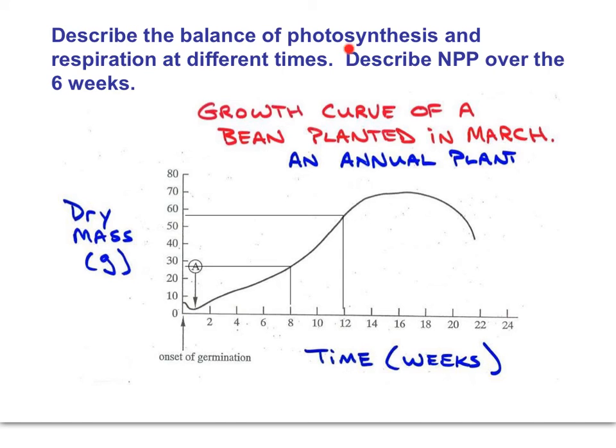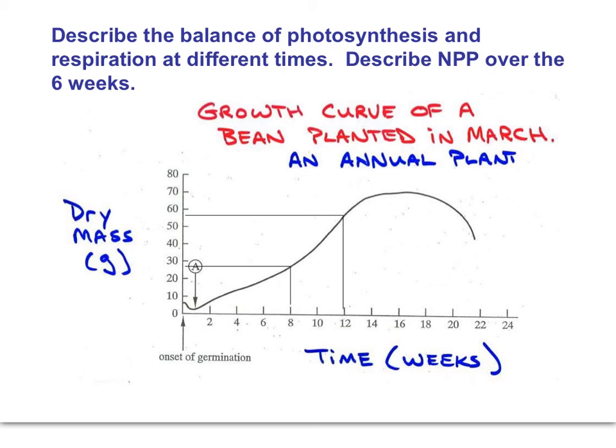Now this graph displays the growth of a bean plant over 22 weeks, and I'm asking you to describe the balance of photosynthesis and respiration at different times. The bean plant is photosynthesizing and respiring during the entire time period, so what we're looking at here is simple growth, in other words, net primary production. The plant is growing, so GPP is greater than respiration, but that's all we know about GPP or respiration. We cannot calculate values for either GPP or respiration from the information given here.